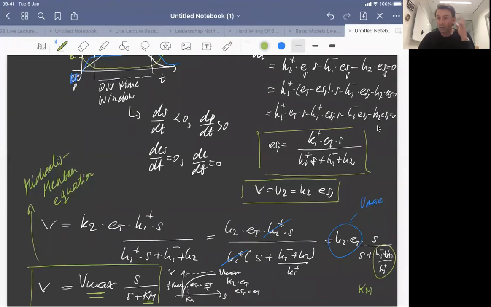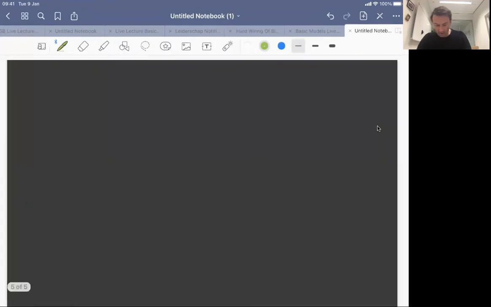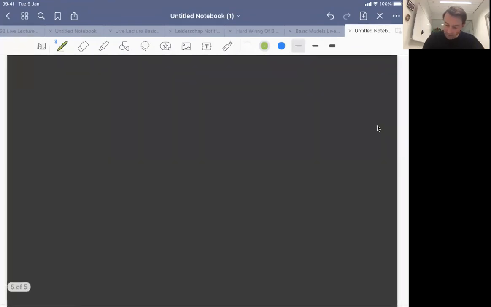It was derived for the third time, I believe, in 1917 or so. So a long time ago, over 100 years ago. Now, the second approximation that we're going to look at is this rapid equilibrium approximation.